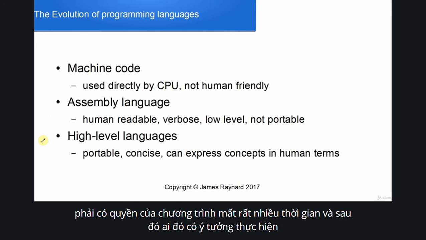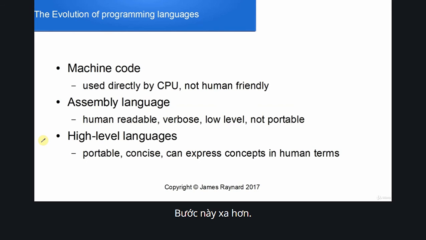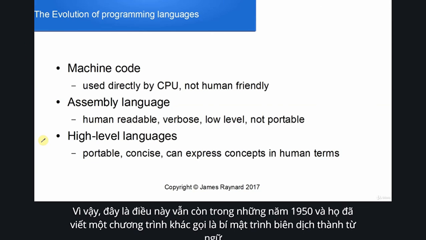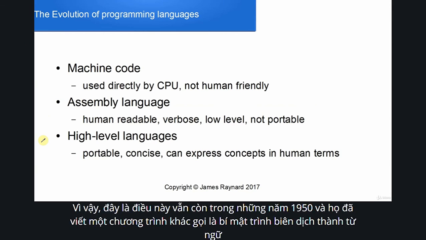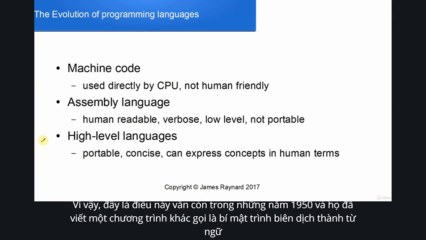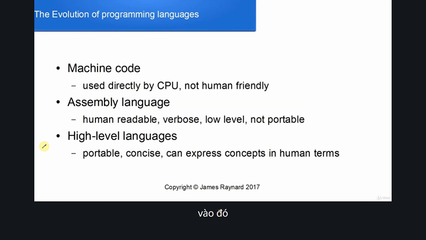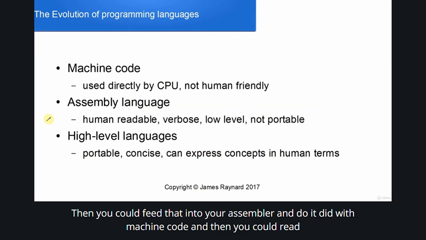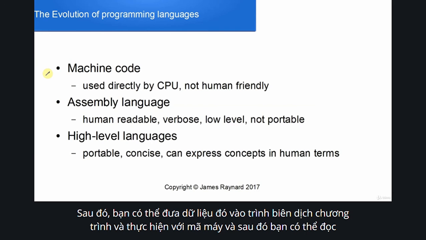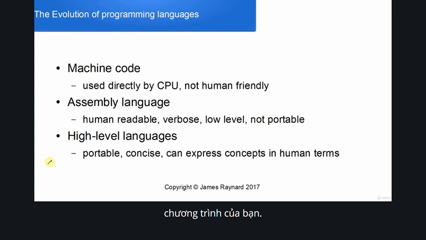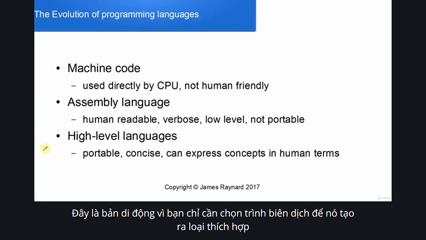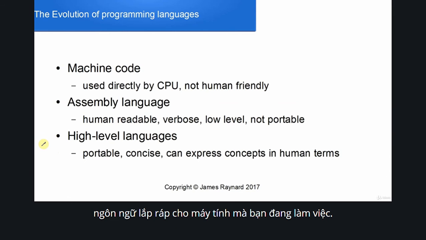And then someone had the idea of taking this a step further. So this is still in the 1950s, and they wrote another program called a compiler. So you could enter words into that, and then it would generate assembly language. Then you could feed that into your assembler and it would generate the machine code, and then you could run your program. This is portable because you can just rig up your compiler so it generates the appropriate type of assembly language for the computer that you're working on.